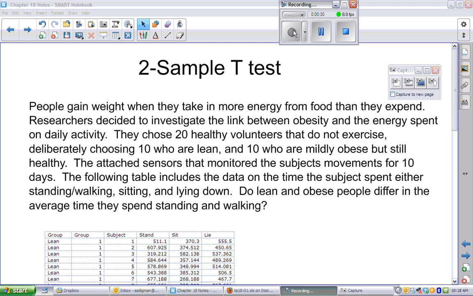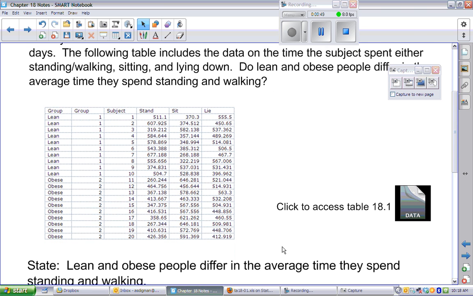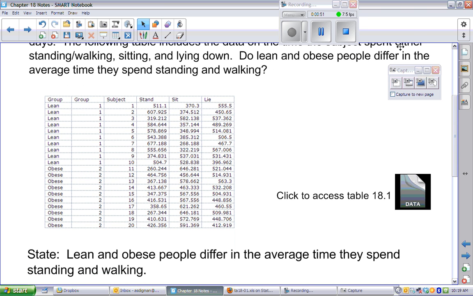They're going to attach sensors that monitor the subject's movements for 10 days, and then here's the data of the amount of minutes they spent on each activity. So we just want to determine if there's a difference between the amount of time spent on these various activities between the two groups. So obviously, our statement is just going to be that lean and obese people differ in the average time they spend standing and walking. Our question is dealing with the standing and walking column, which is this one right here. So we're not going to look at sitting or laying down.